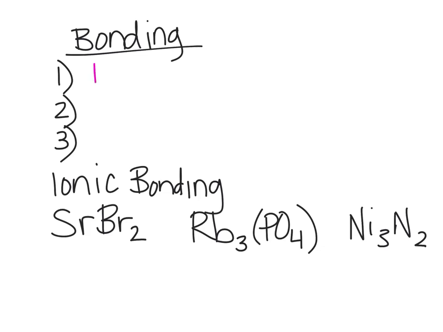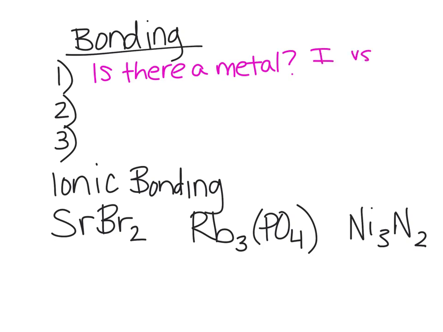Okay, so you have to ask yourself, is there a metal? Okay, is there a metal? And if you do have a metal, then what do we know we have? What kind of compound is that? That is an ionic compound, right? So it's ionic versus covalent, and we're asking ourselves because we want to know if it's ionic. All right, covalent we'll deal with later.